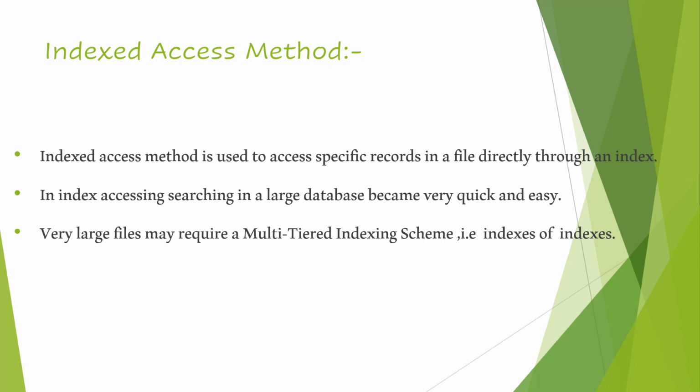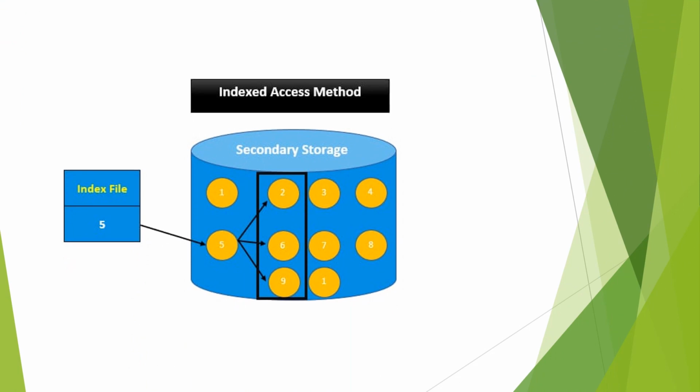Very large files may require a multi-tiered indexing scheme, that is indexes of indexes. Let's understand this line by using the diagram. Let's see the diagram. It is a database and these numbers are the indexes of records. And 2, 6, 9 are the indexes of some records. And again this 269 contains the index of 5. This is the index of indexes. And this scheme is known as multi-tiered indexing scheme. Some large files use this multi-tiered indexing scheme.